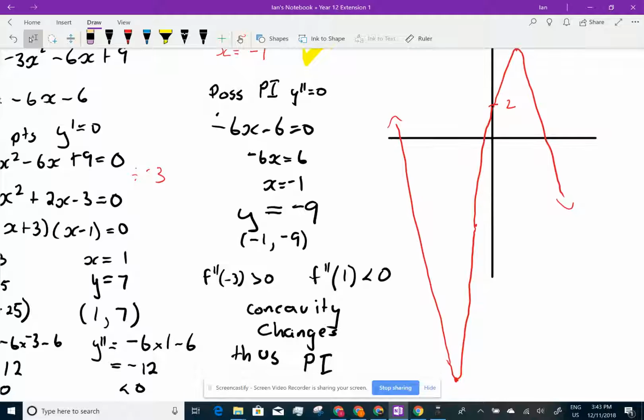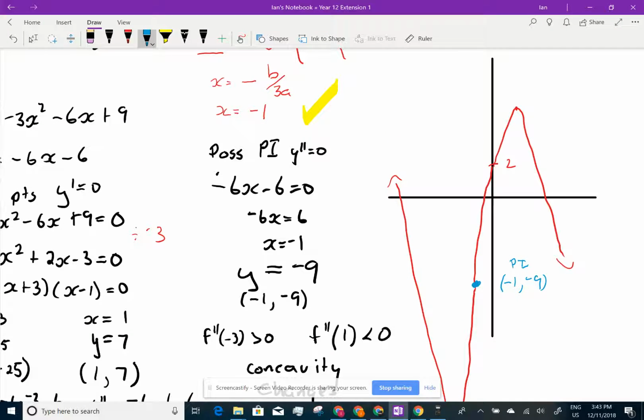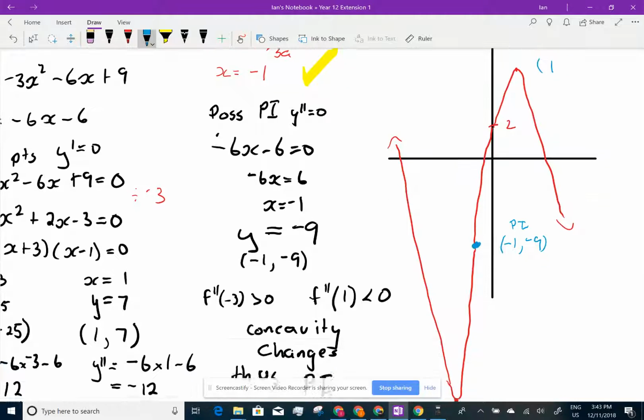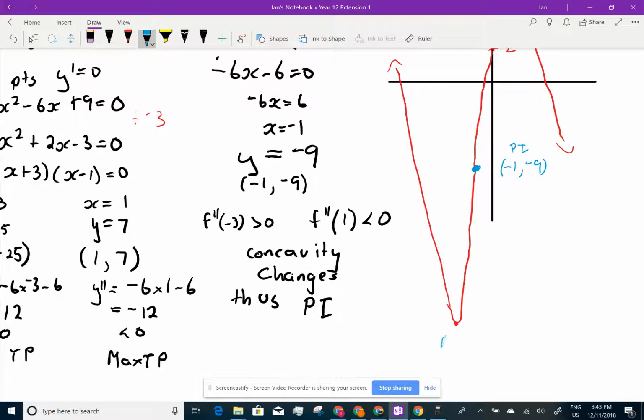So what have we got? Points we need to highlight. We need to highlight this point, which is negative 1, negative 9, and that's a PI. We've shown that the y-intercept is there, and we've got a max TP here at 1 and 7. And down here, we've got a min TP at negative 3, negative 25.